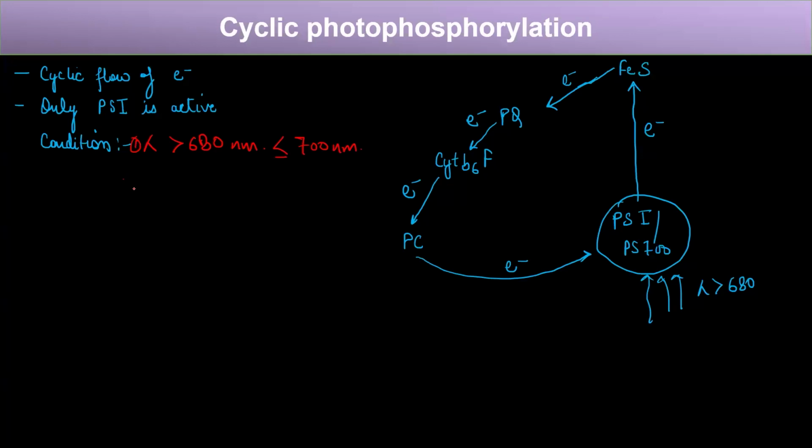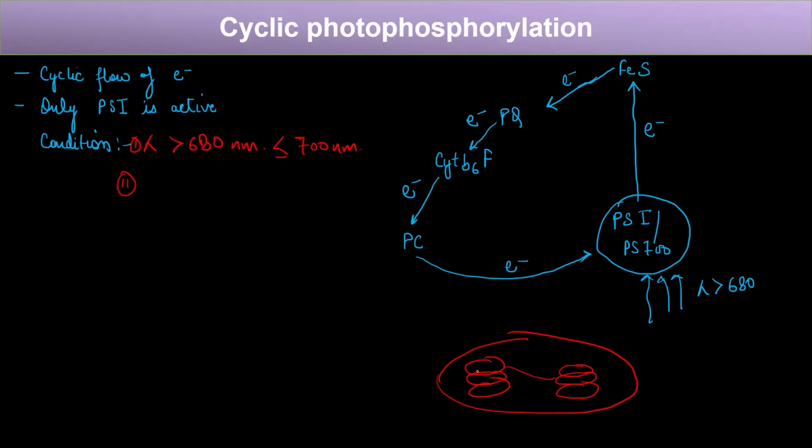Now, what can be the second condition in which only PS1 can be active? If you remember the location of PS1 and PS2, say this is your chloroplast and these are your thylakoids. The stack of thylakoids is known as grana, and they are connected by the stromal lamellae. PS1 resides on the thylakoid membrane as well as on the stromal lamellae, while PS2 resides on the inner membrane. So if the light is not reaching the grana or thylakoid but is reaching only the stromal lamellae, in that case also only PS1 will be active.